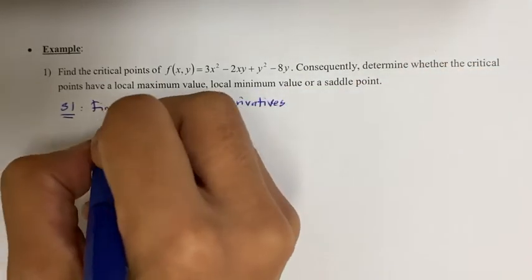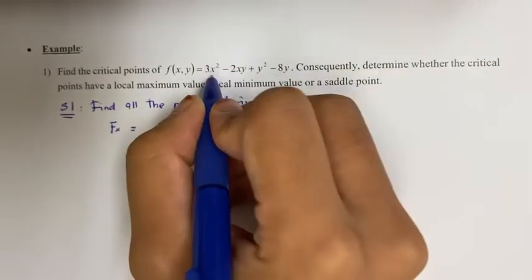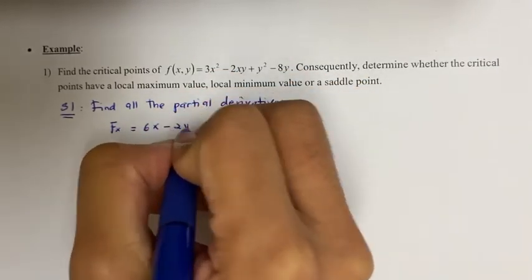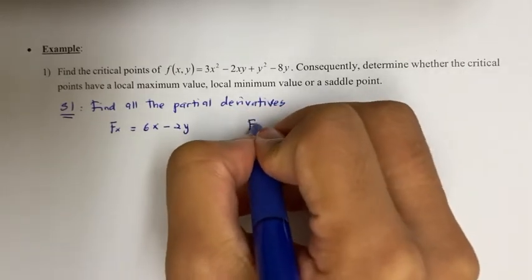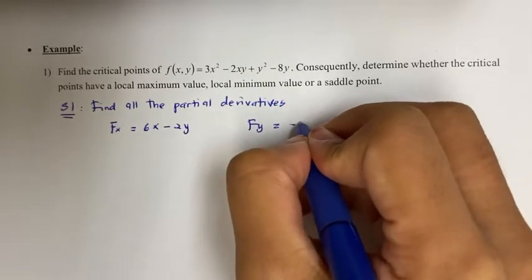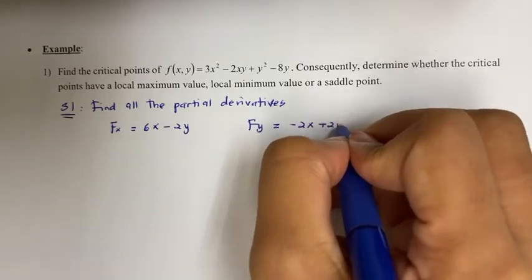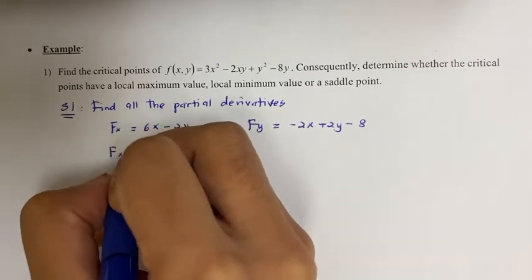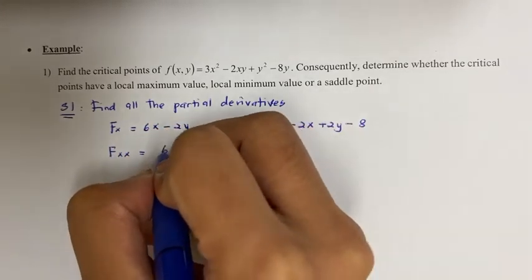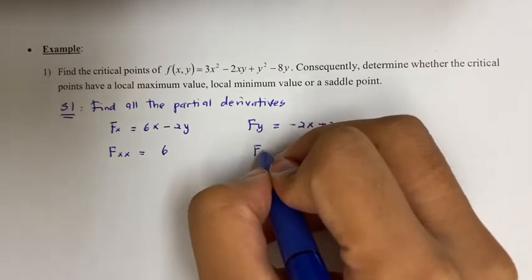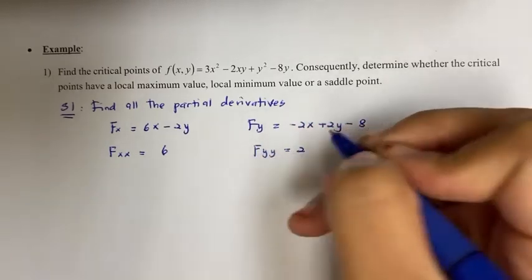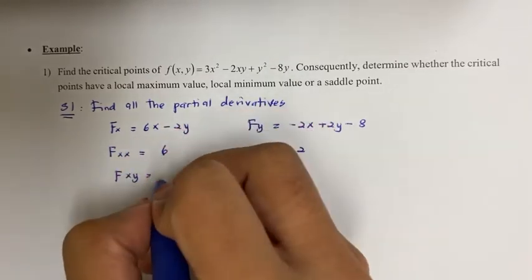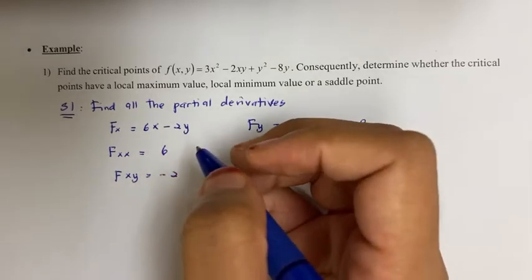Okay, so find fx here: we have 6x minus 2y. And then find fy. fy is equal to minus 2x plus 2y minus 8. And then find fxx, equal to 6, and your fyy is equal to 2. Okay, then from x, find fxy. fxy is equal to minus 2.